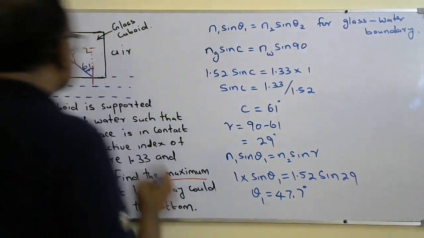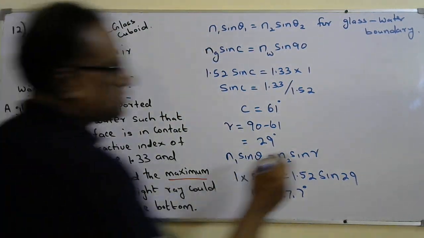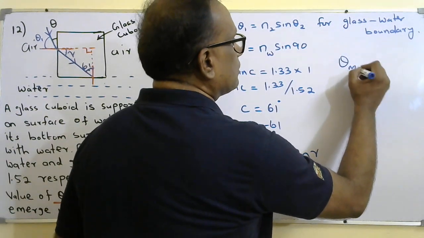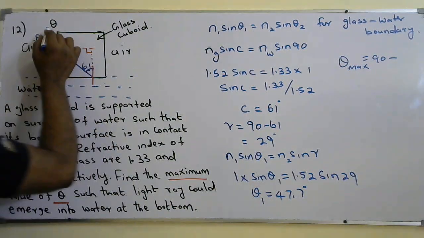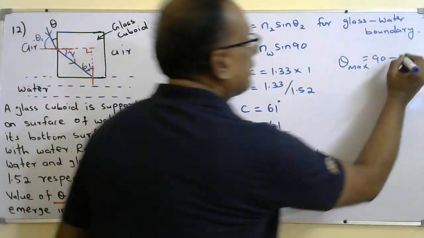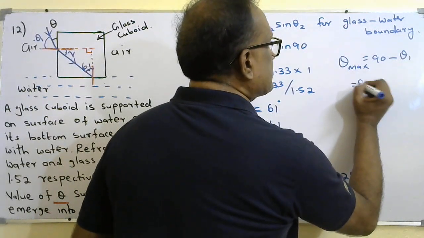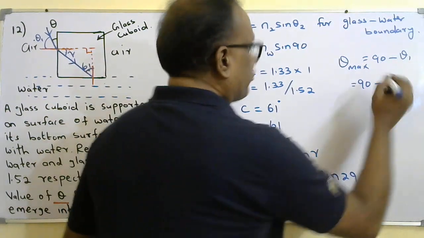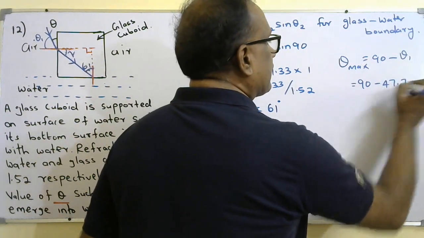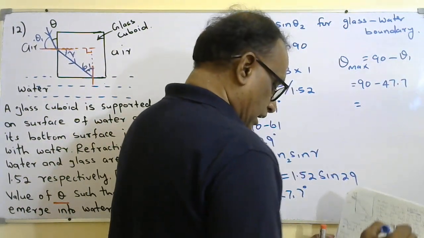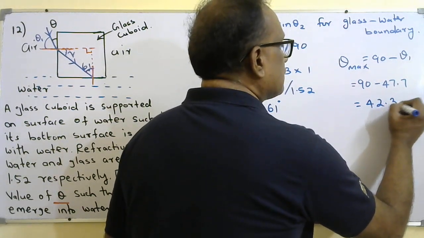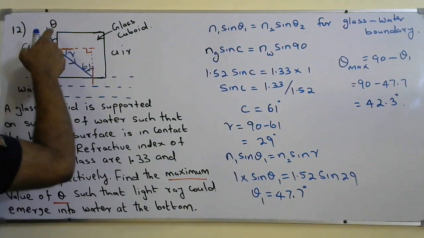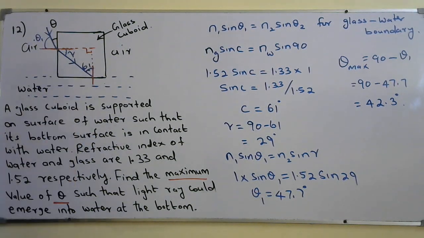So theta max, that's the question, the maximum theta. Theta max equals 90 minus theta 1, that is 90 minus 47.7 degrees. So that will be 42.3 degrees. That's the maximum angle theta such that the light emerges into water.